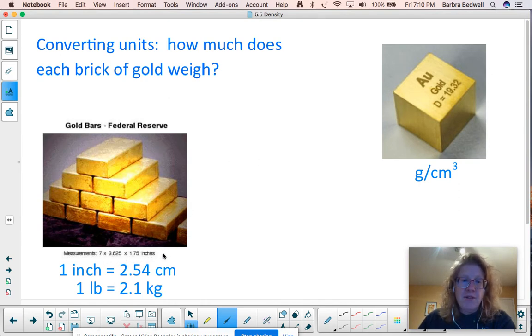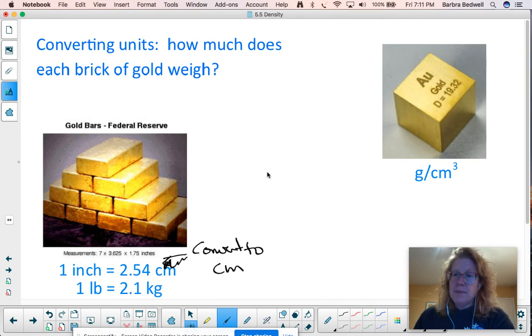So I would say the first thing that you do is take those numbers over here and convert to centimeters first. That's going to be the easiest thing. Second thing I know is over here, at the top, the density of gold is given to you, 19.32. And the density of gold here is given in the units of grams per cubic centimeter. So this little piece of gold right here is 1 centimeter by 1 centimeter by 1 centimeter, and it weighs 19.32 grams. So that's what the density of gold is.